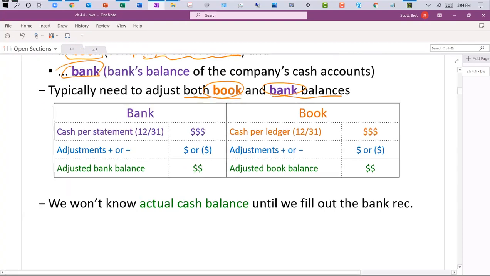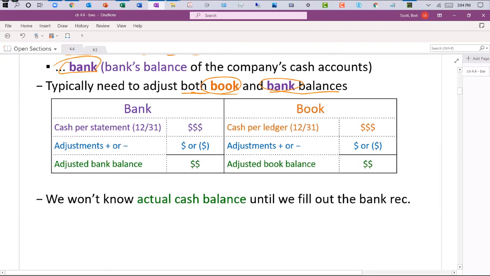And this is kind of how it looks. You might see this side by side, or you might see it vertically in your homework. But generally speaking, when you see the bank side, what you do is you start with whatever the bank is saying is the December 31st balance per their records. And then you ask yourself, what does the bank not know about?